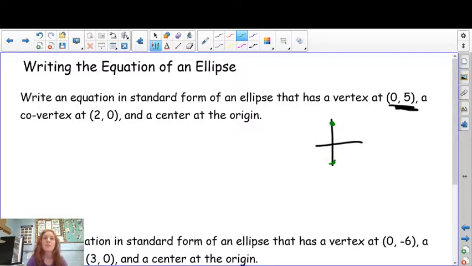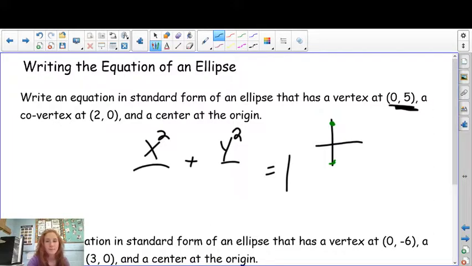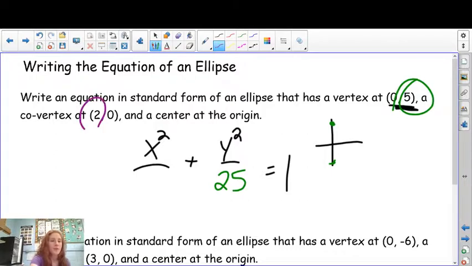So my larger number needs to go under the y. So I have x squared plus y squared equals 1. So we identify that the vertex is going to be on the y because it's in the y coordinate. And I'm going to take that value and I'm going to square it. So that means that the covertex has to go under the x.